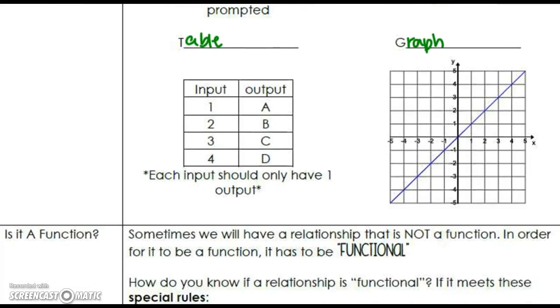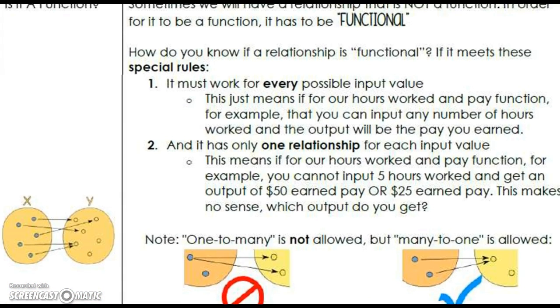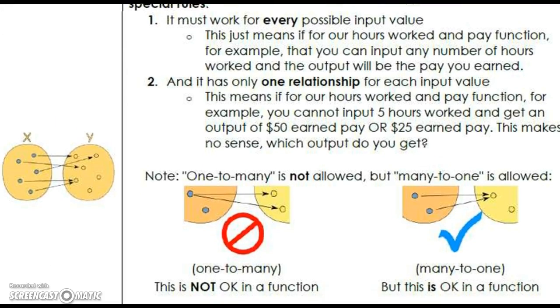So those are some examples of functions in different formats. Now it's important to know whether or not something's a function. So how do we know? Well, things to keep in mind is it must be functional. So it's got to meet these rules here. For every possible input value, there's got to be one output value. So it has to have that relationship.